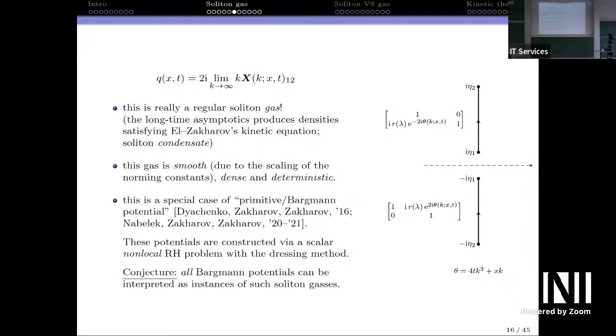So one of our conjectures is that, so this is only a special case where we have jump matrices that are of this form, so triangular. The full case of the primitive potentials actually has jump matrices that are full, where every entry is non-zero. So this is a totally different class of Riemann-Hilbert problems. Our conjecture is that actually all Bargmann potentials are soliton gases, but we still need to check that and see what sort of gases we get, because then we're gonna have full jump matrices. So that's kind of unusual.